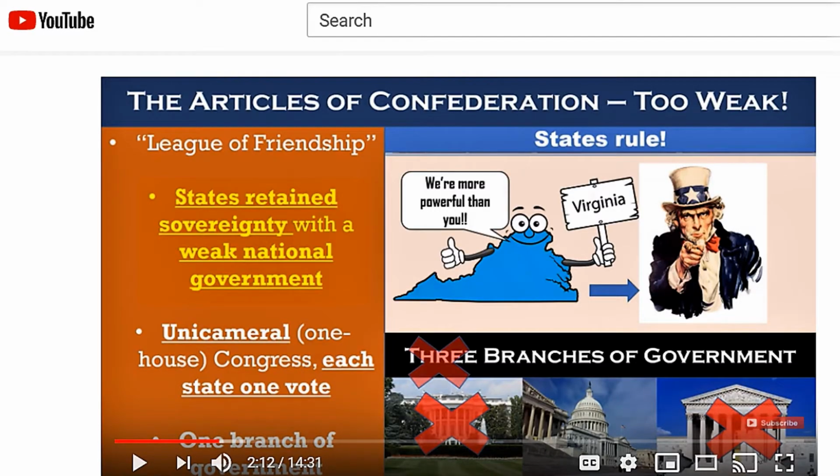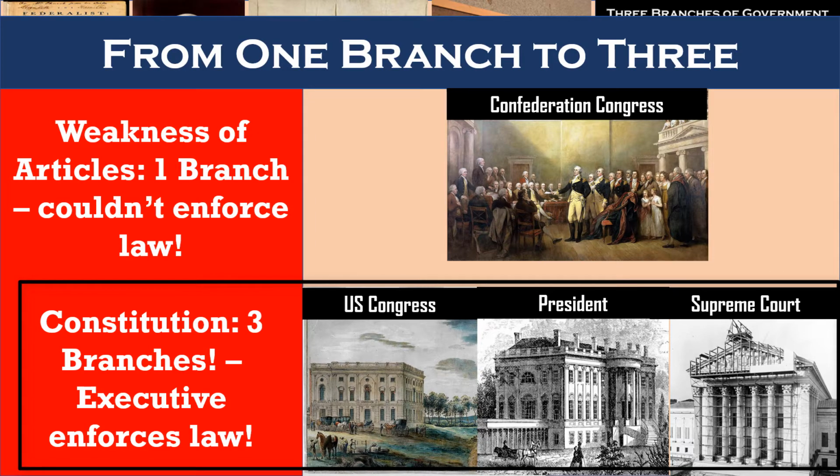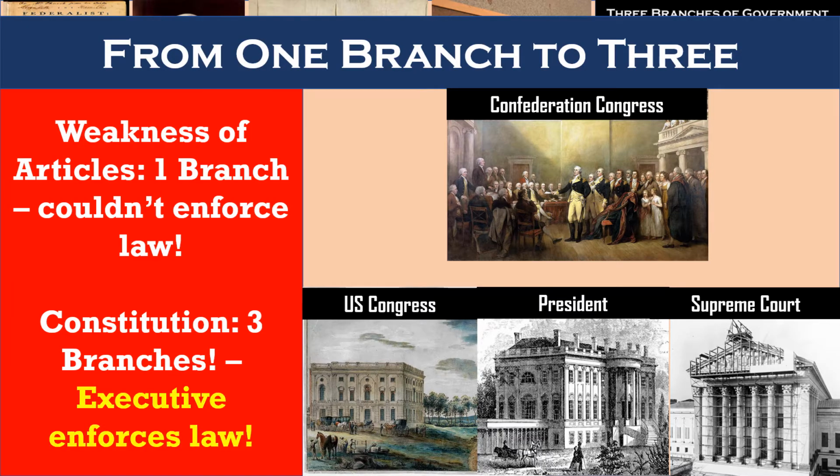In our last lesson, we looked at the Articles of Confederation, and one of its big weaknesses that while it could make laws, it had no way to enforce them. This was addressed in the first couple of articles of the Constitution, which created 3 branches of government, including an executive branch whose main job is to enforce the law.